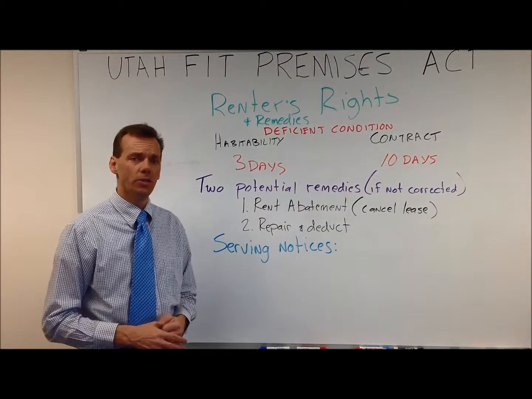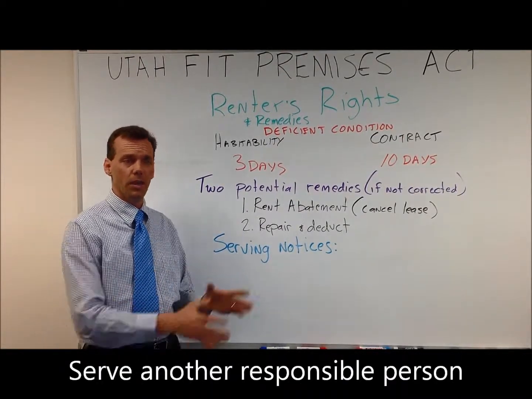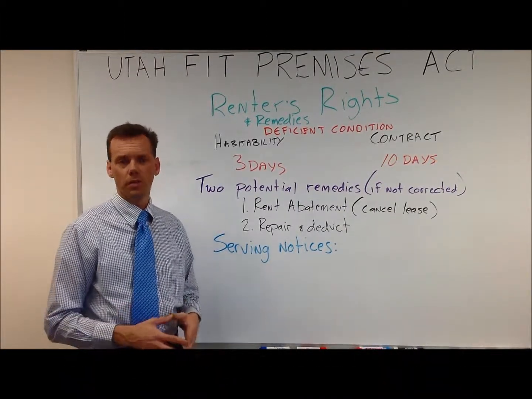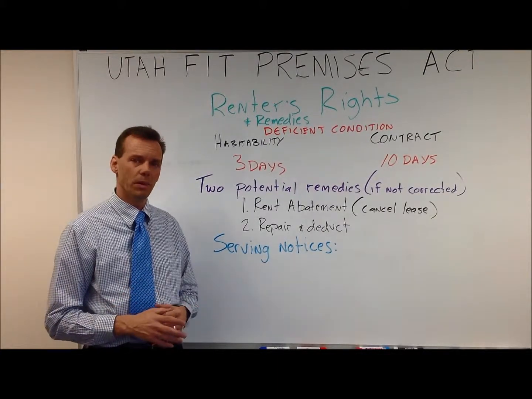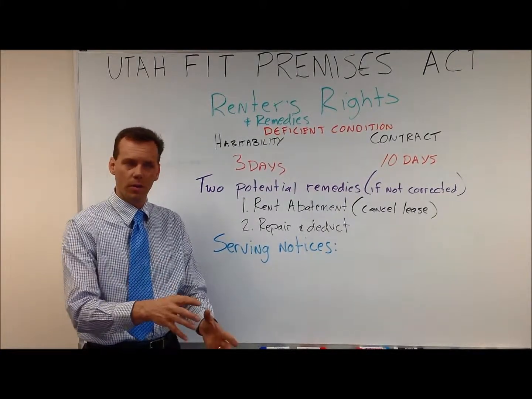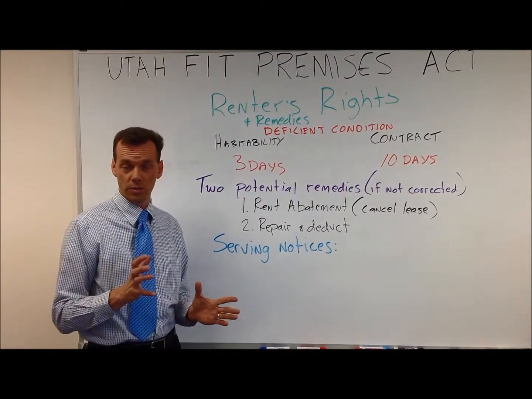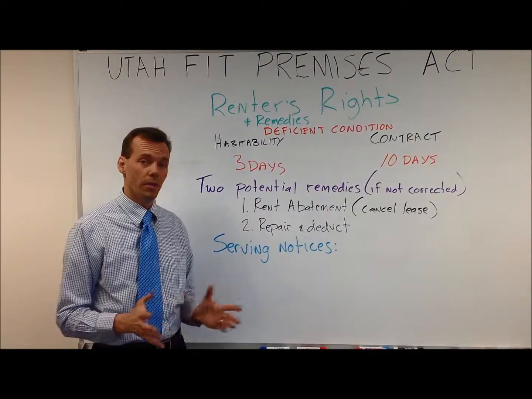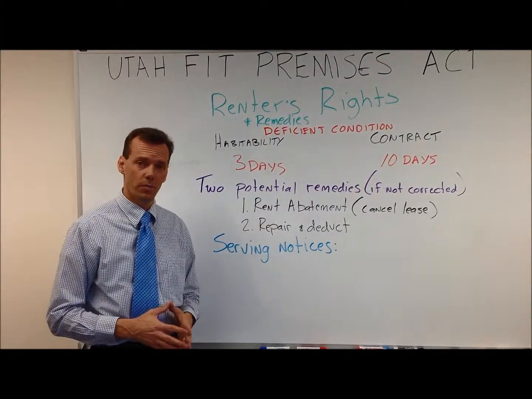Then last is you can serve another person at the office or the premises of the landlord or the tenant who is of suitable age and discretion. Courts generally consider that to be 16 years and older. This is almost never done because if there's a babysitter or there's just the receptionist, not the person that you need to serve, you can just post it to the door because you failed to find someone there. So those are the ways that you can serve. These are the rights and remedies under the Fit Premises Act.